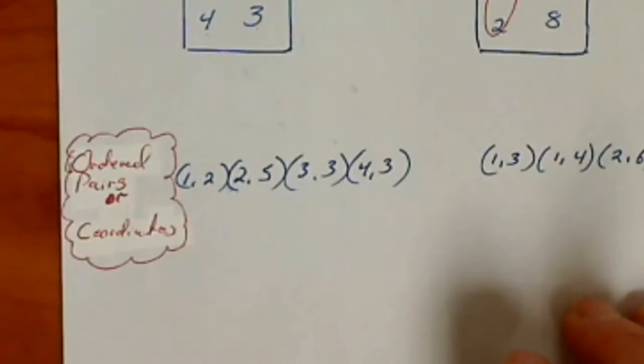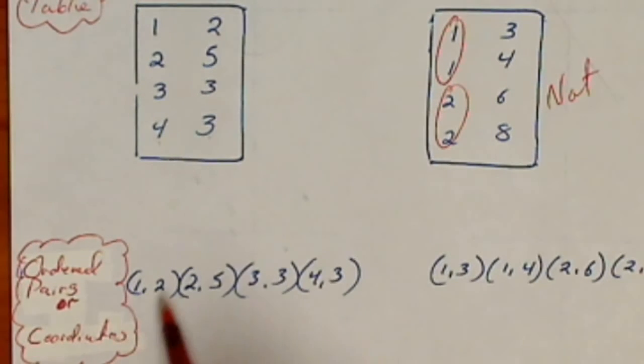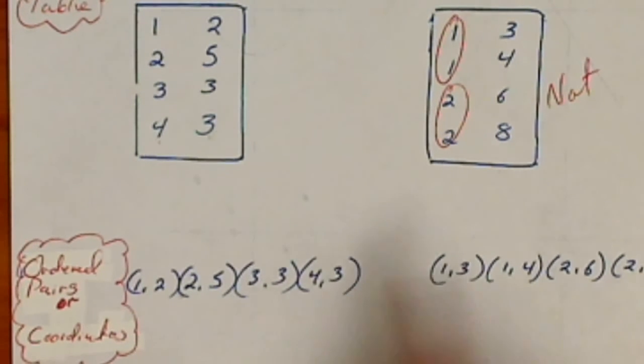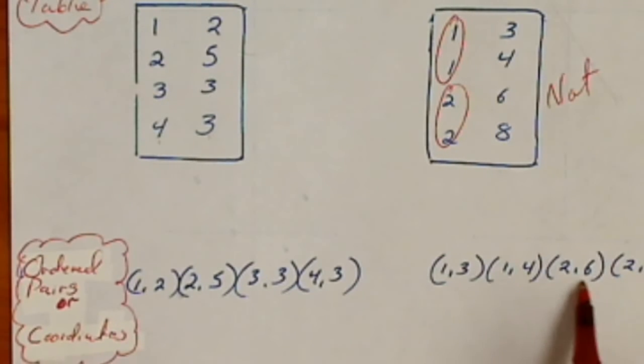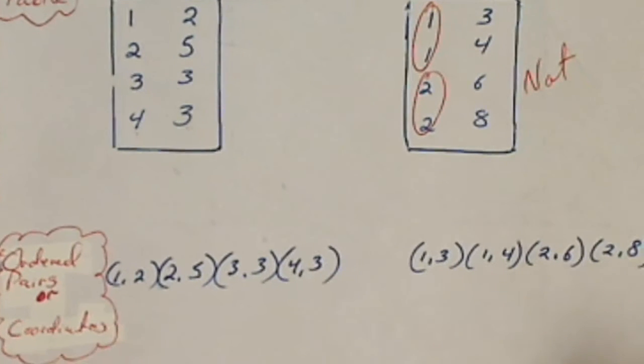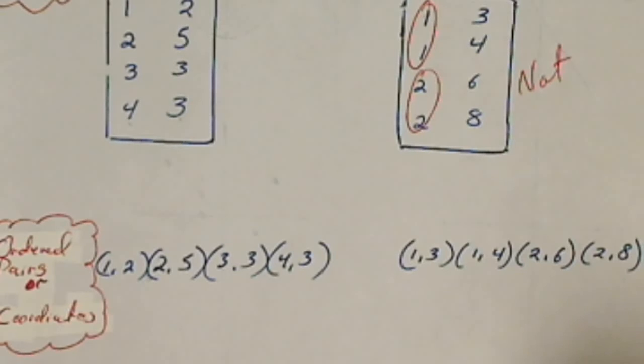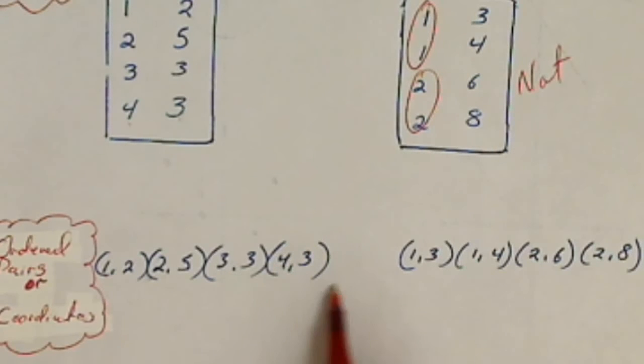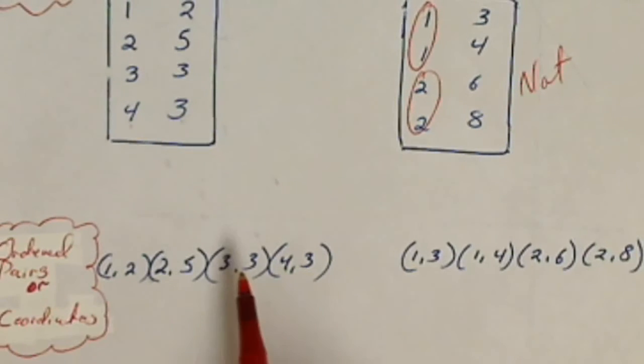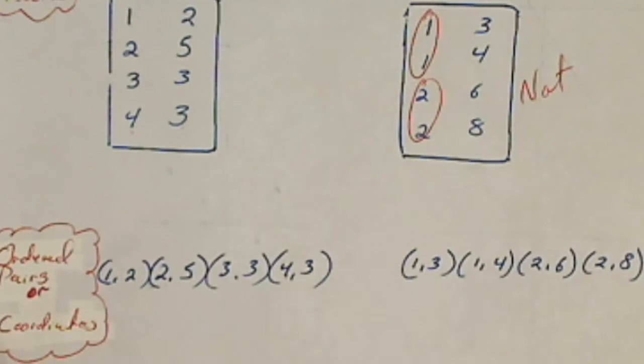Okay? So going down here to the coordinates or ordered pairs, it's the exact same coordinates you had in the table. You can see the (1, 2), (2, 5), (3, 3), and (4, 3). And then over here with the example that's not a function, it's the (1, 3), (1, 4), (2, 6), (2, 8). Again, same thing with the table, in the coordinates we're looking to see if there's an x coordinate that's occurring more than once or that's repeating. We have x coordinates 1, 2, 3, and 4. None of them are repeating, none of them are occurring more than once, and they're not going to a different y at the same time.